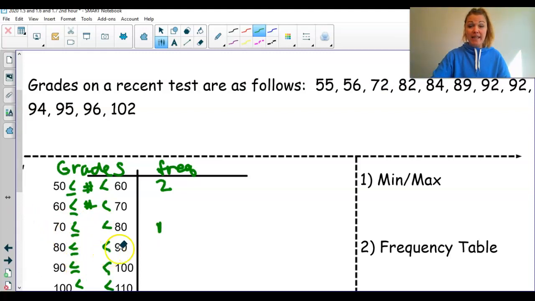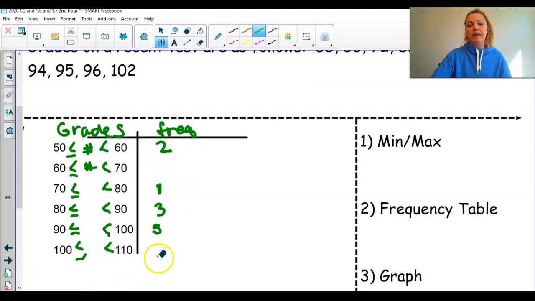Next, we have from 80 to 90. So 1, 2, 3 in the 80s. How many in the 90s? 1, 2, 3, 4, 5 in the 90s. And then how many in the hundreds? 1.